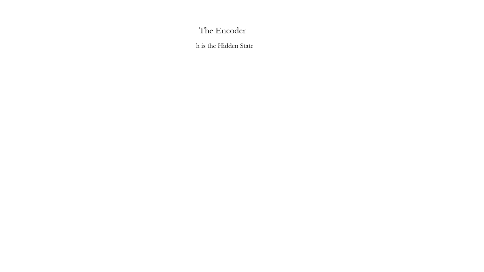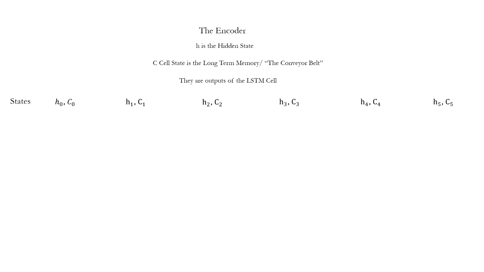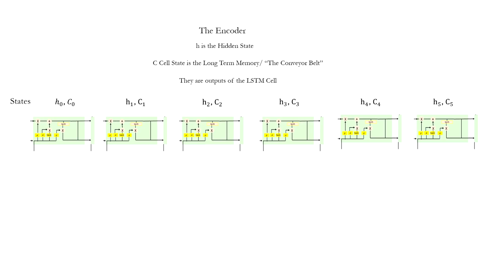Now the encoder, H is the hidden state. That's something that you should be familiar with from understanding LSTMs, right? And C is the cell state, which is the long-term memory, the conveyor belt, so to speak, which we also saw in our LSTM video. And they're outputs of the LSTM cell. So we've got these states, and then we've got outputs, right?